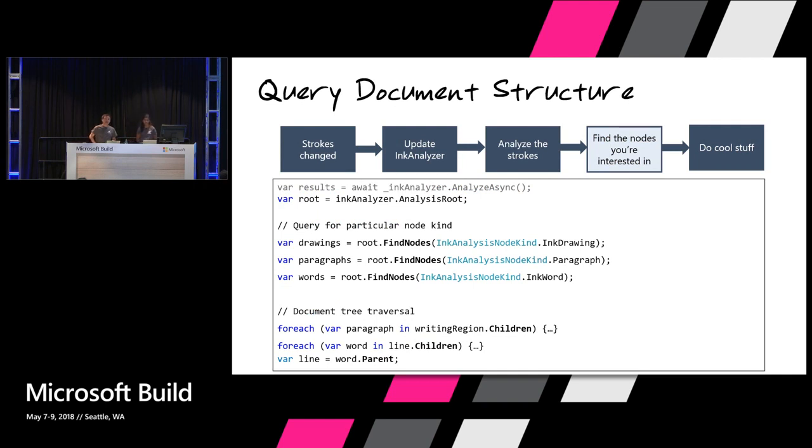So there are two ways to extract information from the document tree. One is through the Find Nodes API. If you have a particular node type you want to search, then you can use this API. Or you can just traverse the document tree with child and parent.